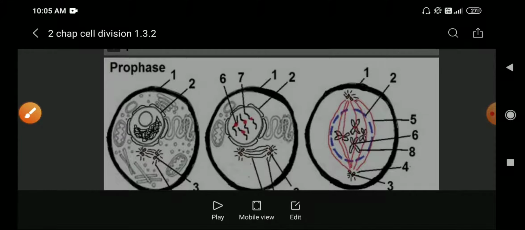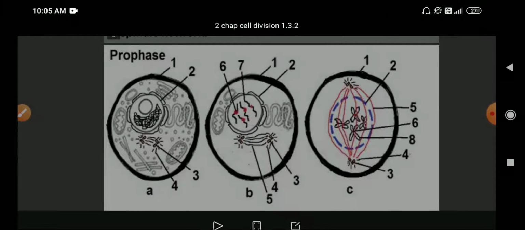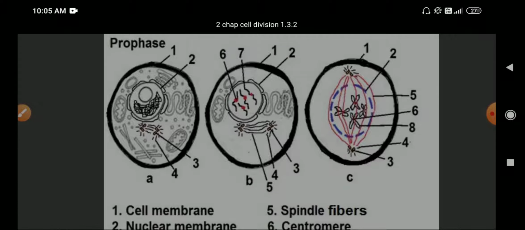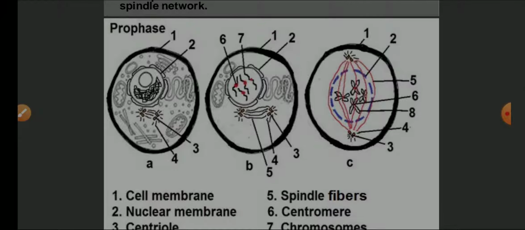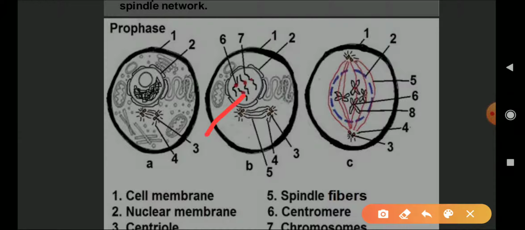So this is what the prophase looks like. In the prophase, the cell is well developed, but as the prophase continues, slowly the nucleolus, nuclear membrane and cell organelles start disappearing. The centriole starts moving towards the opposite pole. On the other hand, the chromatin network starts coiling to become chromosomes with the visibility of the centromere. You can see the red part here, the centromere, number 6.